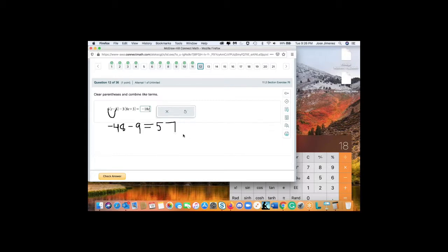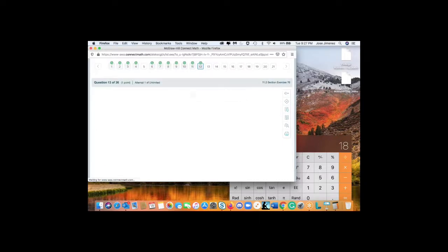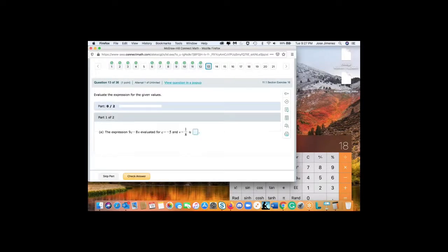So let's check. We have 57. Let's say that's a plus. No, that's a minus 57. Oops. Minus 57. All right, let's check. Yeah. And remember, you can do the same in Mathway. You can place and type the equation. They will give you an easy way to do that.